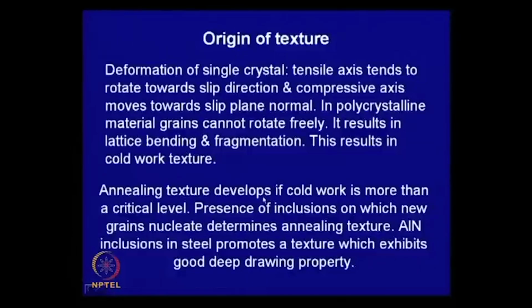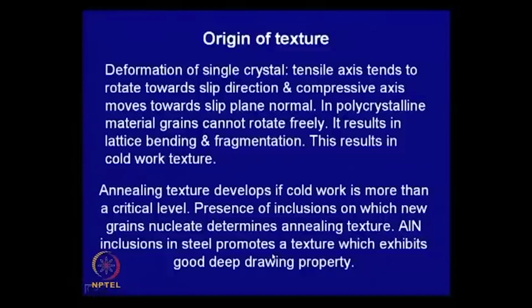Likewise, you can also have annealing texture. If the cold work amount is extremely high, greater than a critical value, then even if you anneal, there will be some amount of texture, and this texture also depends on the type of second phase particles present in the material. Like in steel, if you have aluminum nitride, this gives a texture which is quite favorable for deep drawing kind of steel.